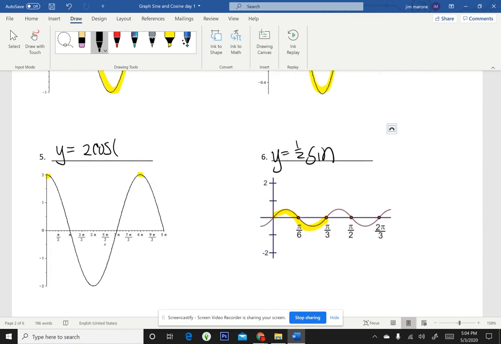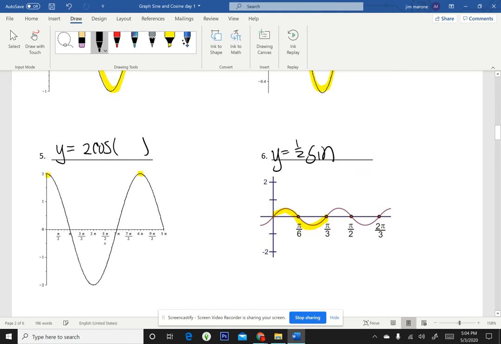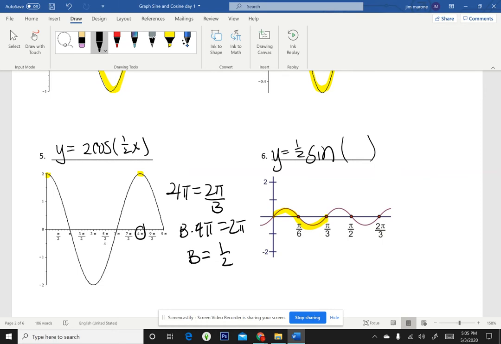And then this period is 4 pi. So 4 pi is equal to 2 pi over b. Multiply both sides by b, so b times 4 pi is equal to 2 pi. And some of you might be finding some shortcuts, which is great. So b is 1/2. And then again, the period is pi over 3, so pi over 3 is 2 pi over b.